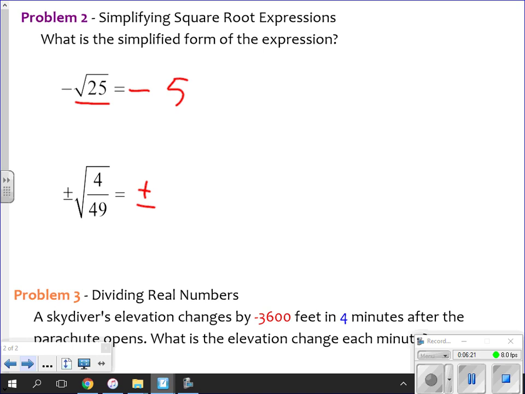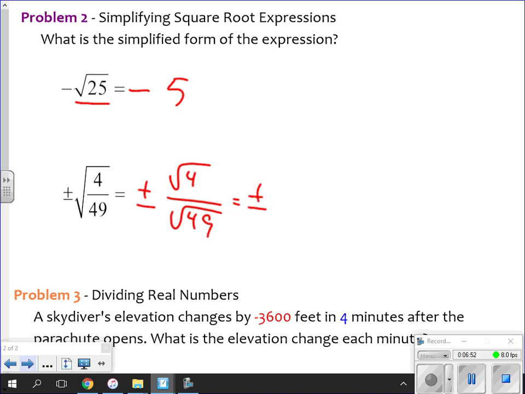So actually, technically, I have two numbers. Positive whatever and negative whatever. Okay, when you see the plus or minus, it means I'm dealing with two numbers. And then the square root of a fraction is actually really easy. Because what you do is you take the square root of the numerator and the square root of the denominator. You don't do the whole fraction at once. You split it up into the two parts. Square root of the numerator, square root of the denominator.